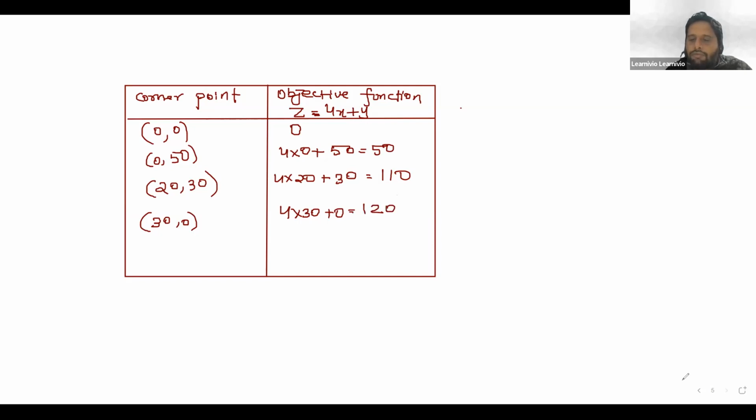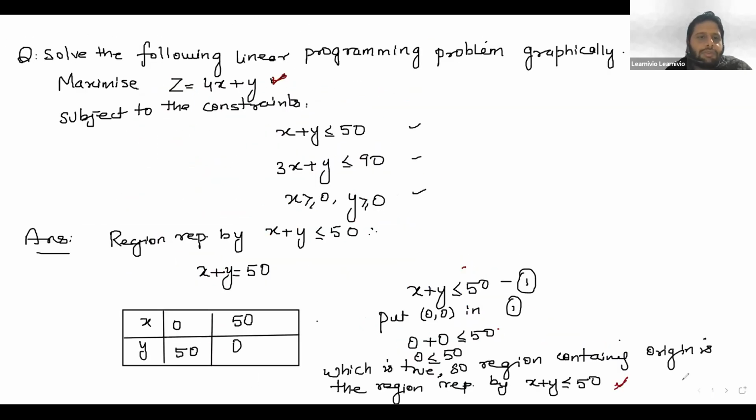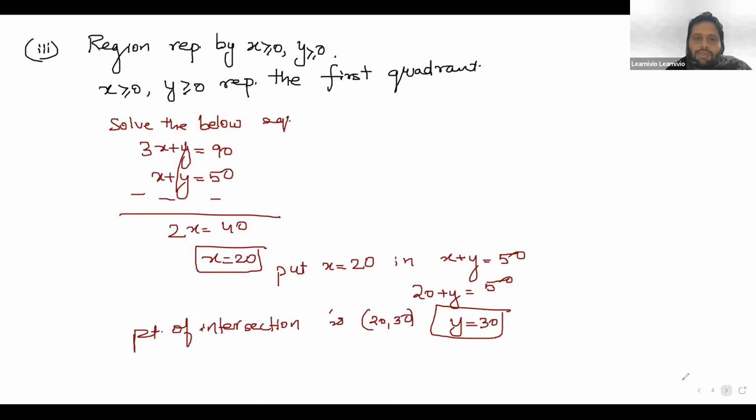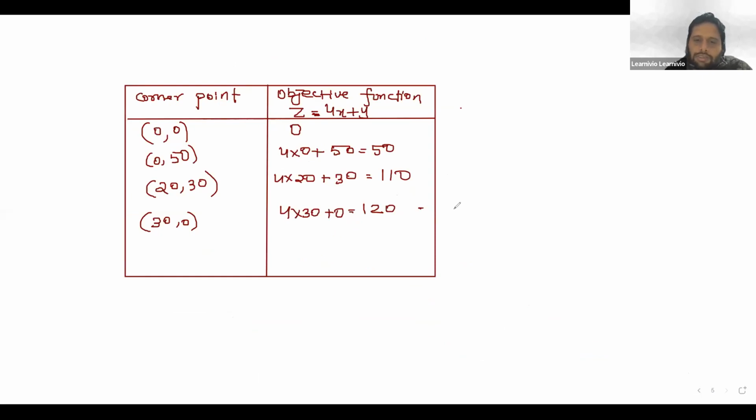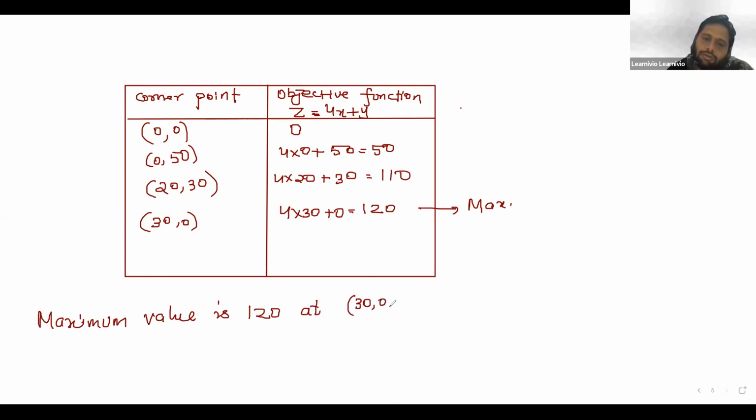What do we have to find out? Maximize. So what's the maximum value? This is your maximum value. So we will write the maximum value. Maximum value is 120 at 30 comma 0. Okay, this is your maximum value.